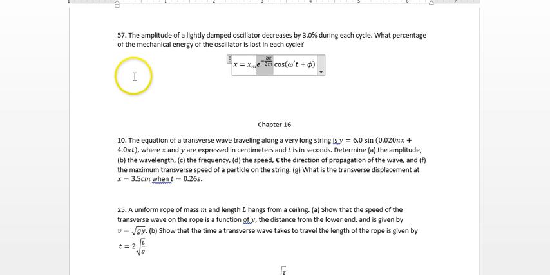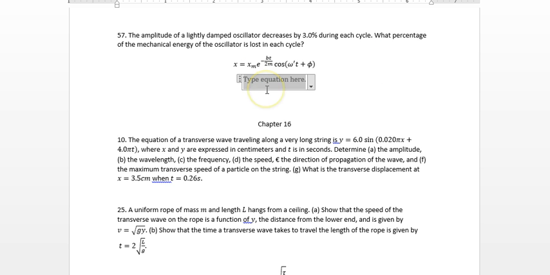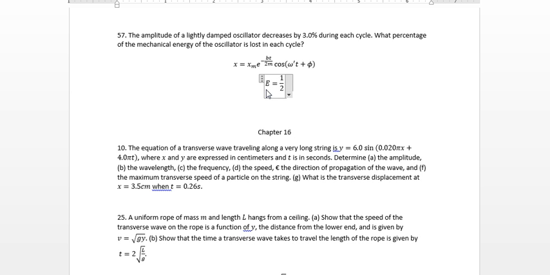over 2m. Now we don't know any of these things, but we do know from one period to the next that goes down by 3%. So, and if we look at the mechanical energy in an oscillator, right, 1/2 k x sub m squared, and then this term is e to the minus bt over m.